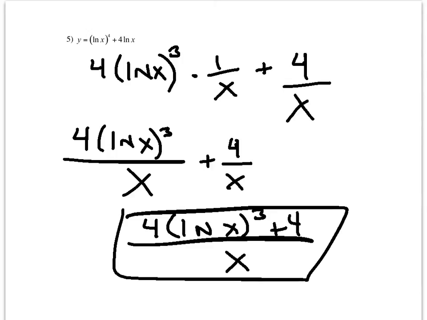After that, all we have to do is multiply 1 over x by 4 ln x over 3, I mean cubed, I'm sorry. And then 4x. And then all we have to do is put the answers. I'm sorry.